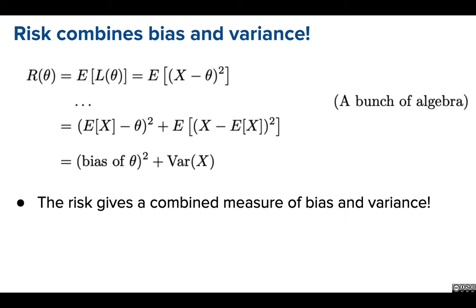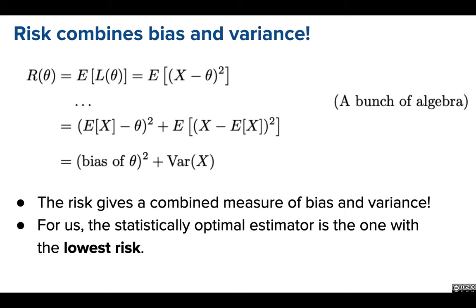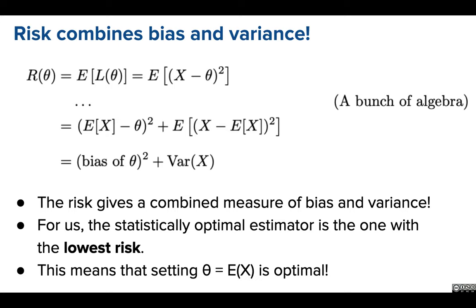In other words, the risk gives us a combined measure of bias and variance. And so what we say in this class, and also generally speaking, is that the statistically optimal estimator is the one with the lowest risk. So if you can find the estimator with the lowest risk, that's the best one. No more questions asked. Notice here that in this risk equation, the only thing that we're allowed to change is theta, our estimate. This x here we cannot change.